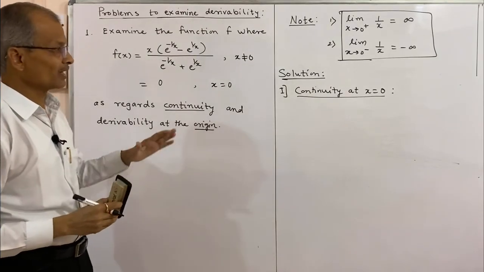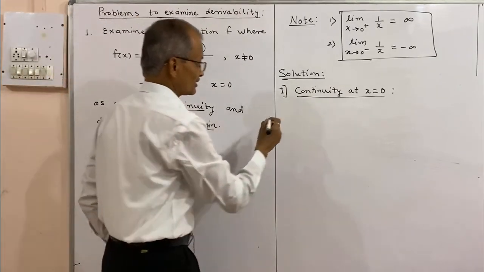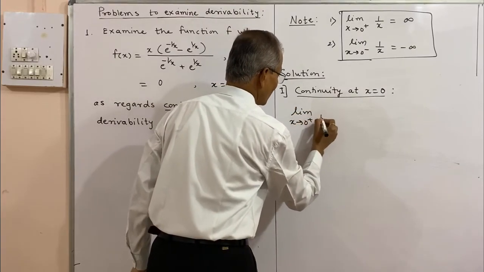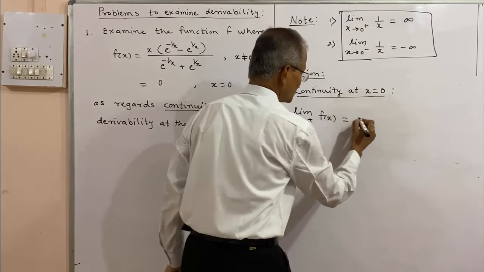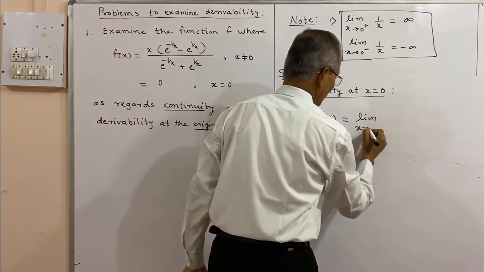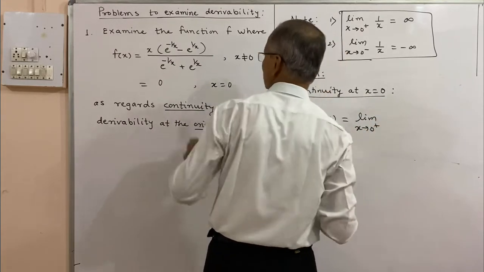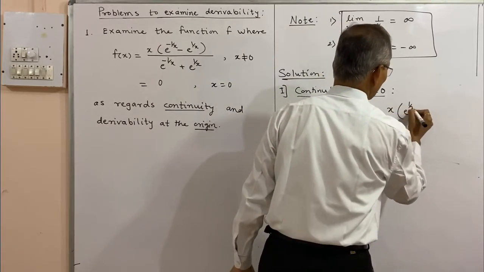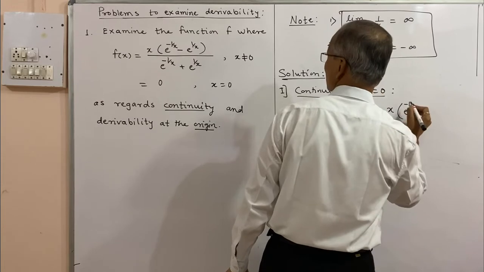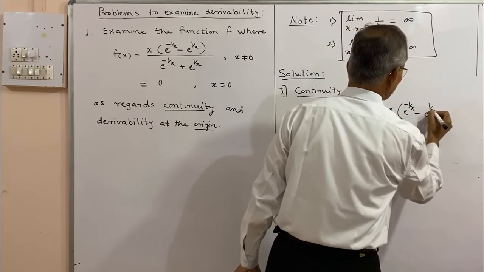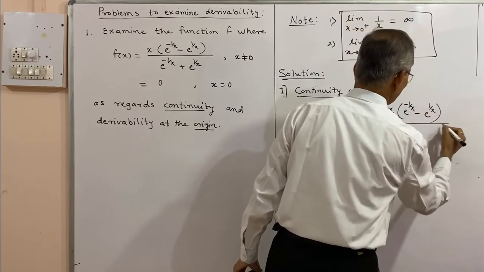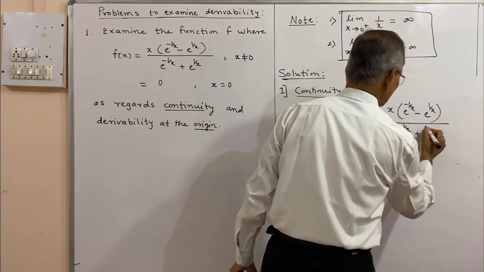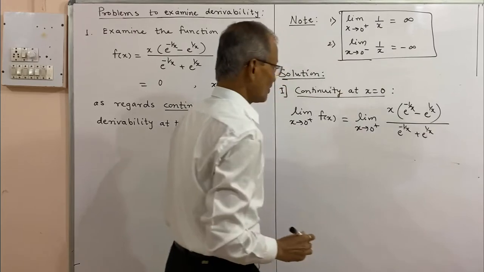So we have to take both the limits, and thus we shall consider limit as x tends to 0 from right of f(x). f(x) is this function: x e raised to 1 by x, or it is minus 1 by x minus e raised to 1 by x, divided by e raised to minus 1 by x plus e raised to 1 by x. Now what is to be done?